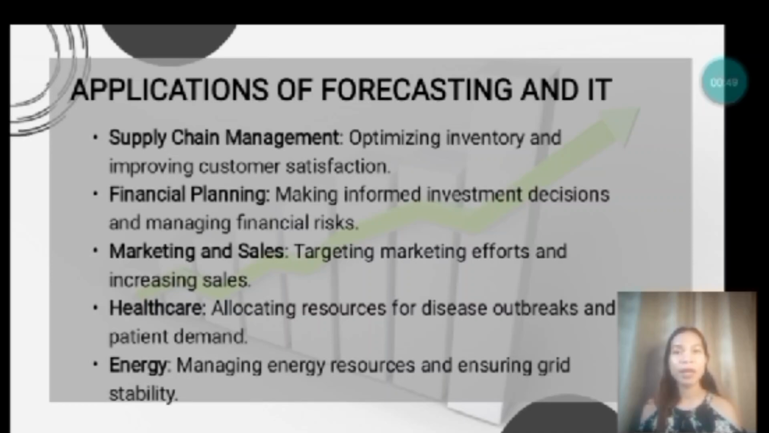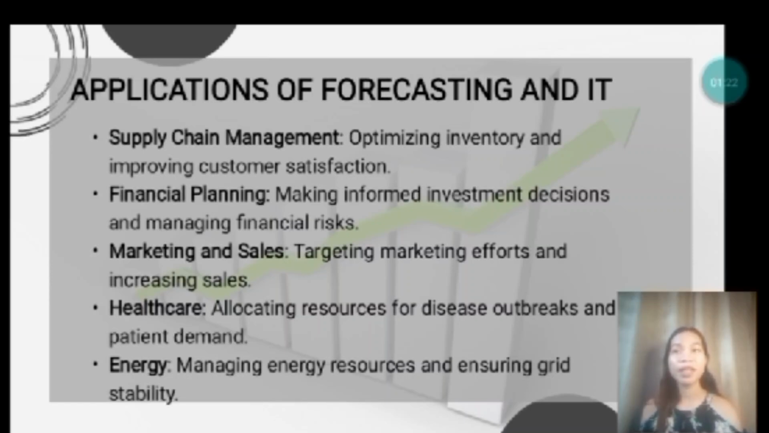Forecasting aids in making informed investment decisions and managing financial risk by predicting market trends and economic conditions. IT tools analyze financial data and create models to forecast future performance. For example, an investment firm uses forecasting models to predict the performance of different stocks. This helps them decide which stocks to buy or sell, maximizing return while minimizing risk.